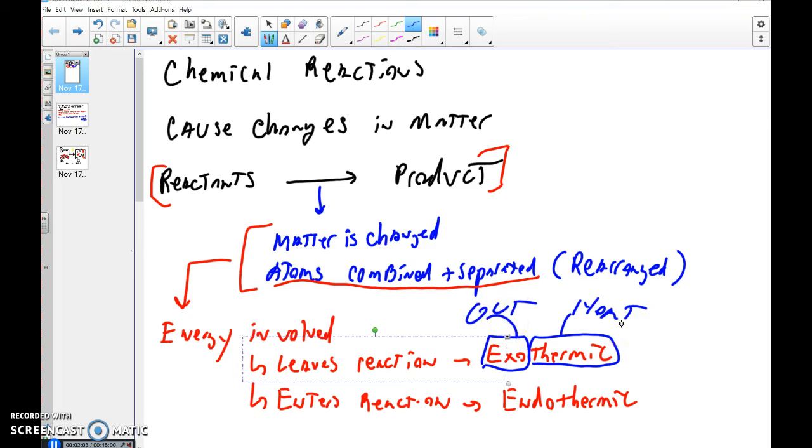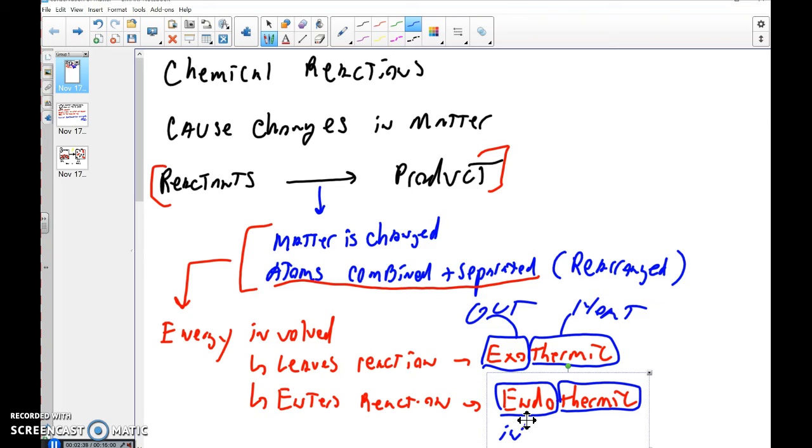If energy enters a reaction, again we have thermic, and we have endo, which means energy in. So there's always energy in reactions. In exothermic reactions, energy goes out. In endothermic reactions, energy goes in. So chemical reactions always involve matter and energy. Energy either goes into the reaction and makes it happen, or the reaction happens and energy comes out.